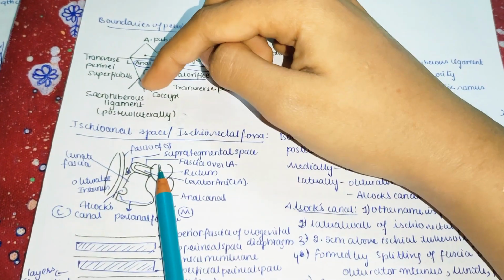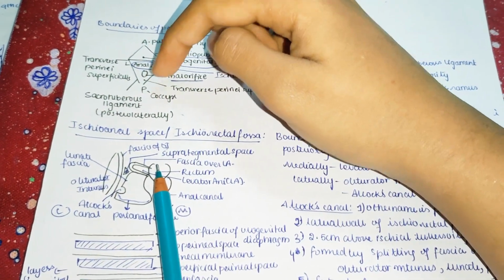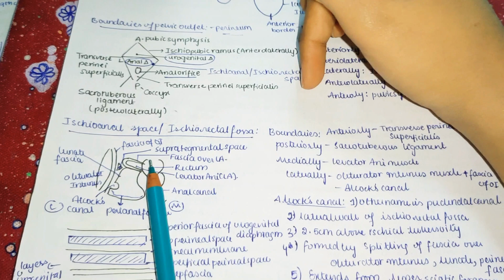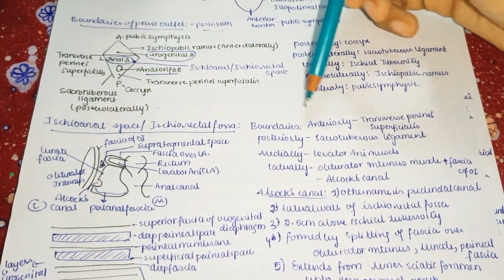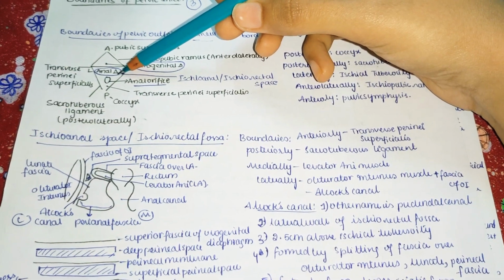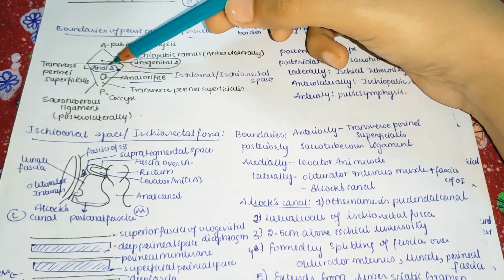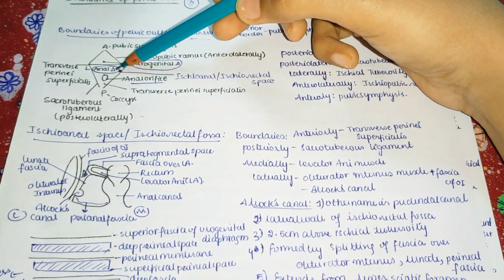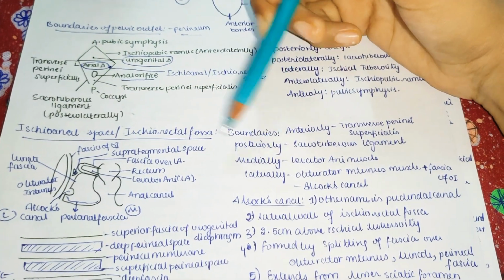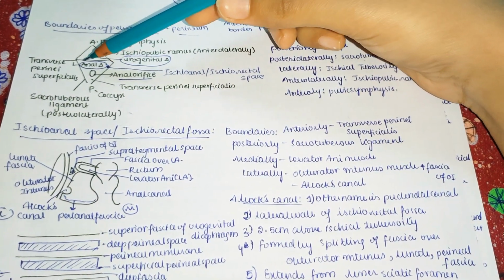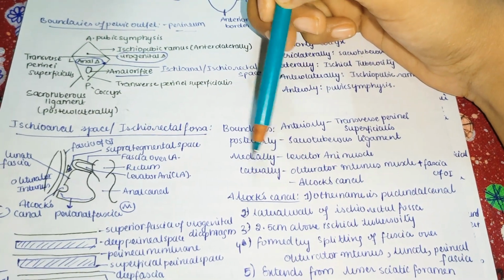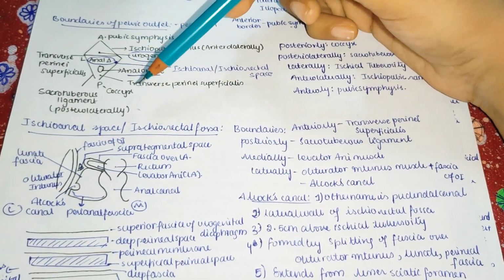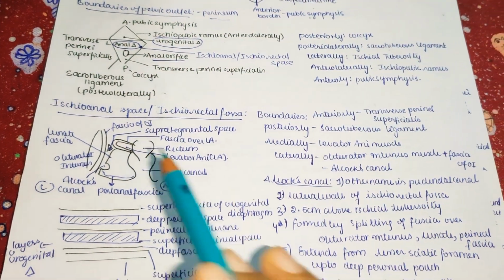Okay, now let us discuss the ischioanal space or ischiorectal fossa. As we said, the side of the anal orifice is called the ischioanal space or ischiorectal fossa. You can see the ischiorectal fossa boundaries clearly in this diagram. Anteriorly it has the transverse perineal muscle. This one is the superficial transverse perineal. Posteriorly you can see clearly there is the sacrotuberous ligament. And medially there is the levator ani muscle. For that you should see this diagram.